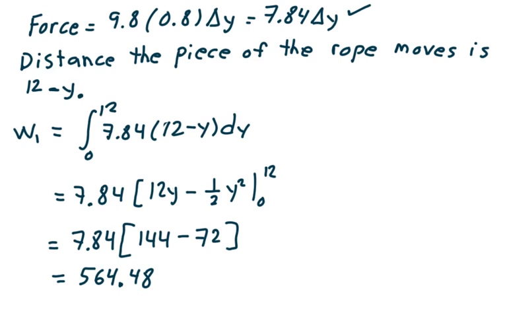So W sub 1 is the integral from 0 to 12 of 7.84 times 12 minus y dy. Well, that's 7.84 times the quantity 12y minus 1/2 y squared, evaluated from 0 to 12. And when we plug that in, I claim we get 564.48.